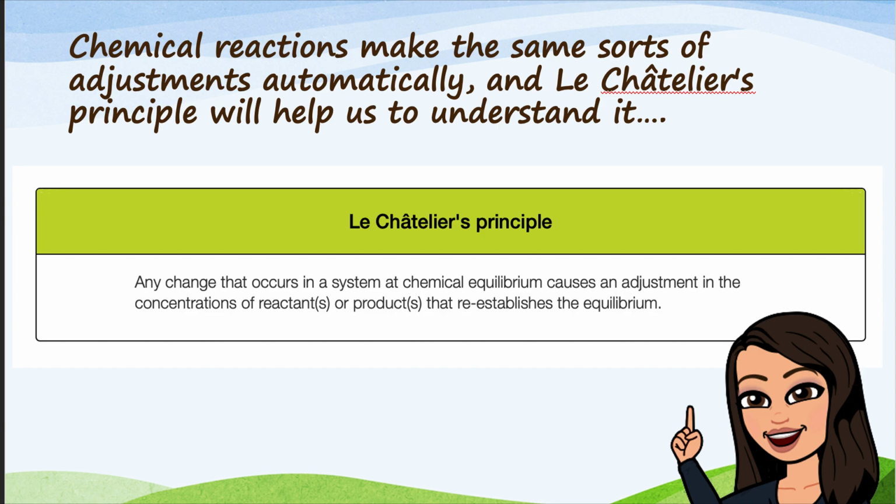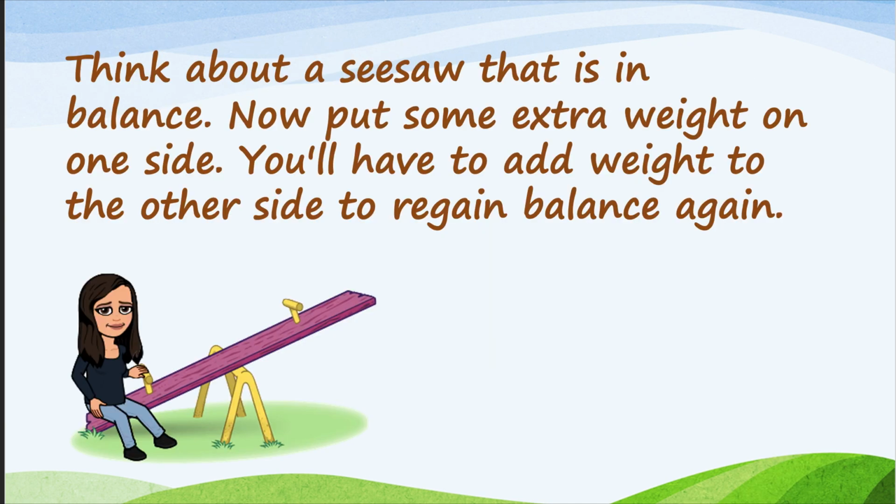What exactly does Le Chatelier's principle really mean? Or what does he state? It says any change that occurs in a system at a chemical equilibrium causes an adjustment in the concentration of reactants or products that reestablishes that equilibrium. That really literally goes back to our seesaw. Just remember that he's talking about that shift of weight that we have to do in order for it to balance out again.